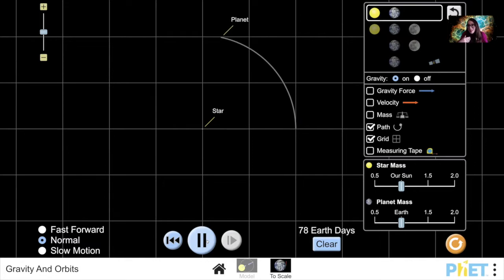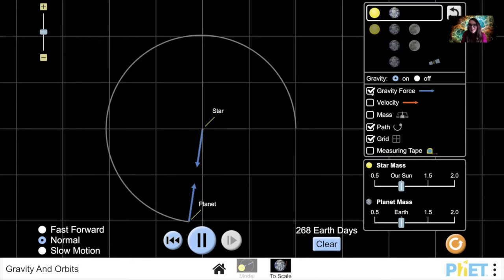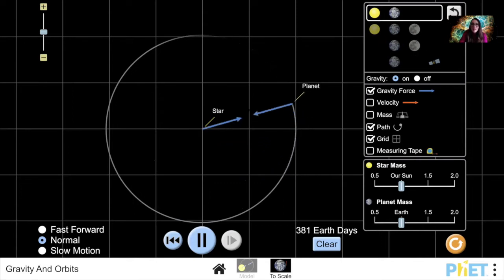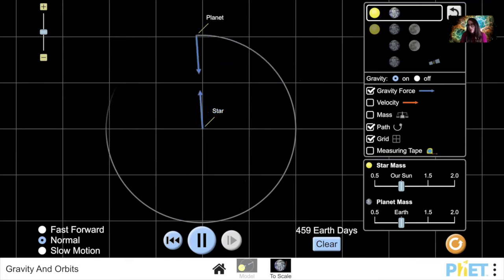Okay, so the star and the planet, in this case our sun and our Earth, both exert a gravitational force on each other. Those gravitational forces are equal in magnitude, but opposite in direction. Magnitude is the size. Here, I've clicked on the gravitational force. Remember that a force is a vector. So the size of this arrow here represents the size of that gravitational force. The direction of those arrows represents the direction of that force.